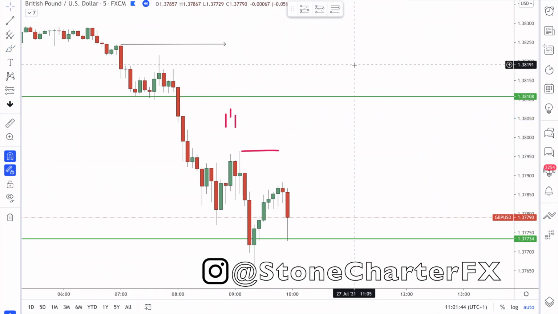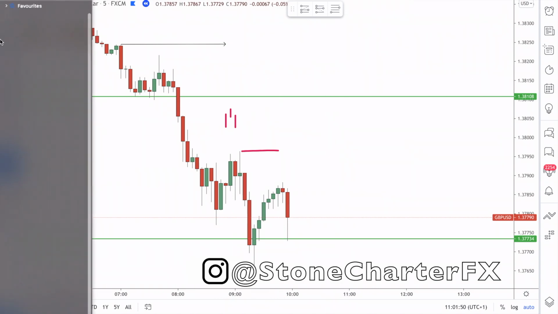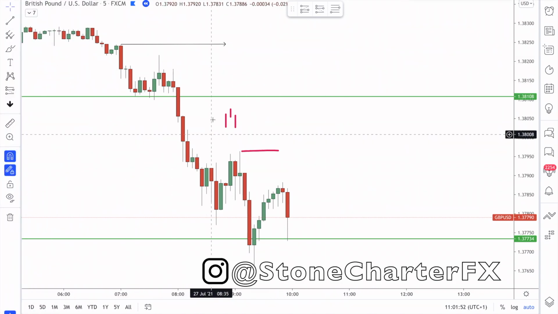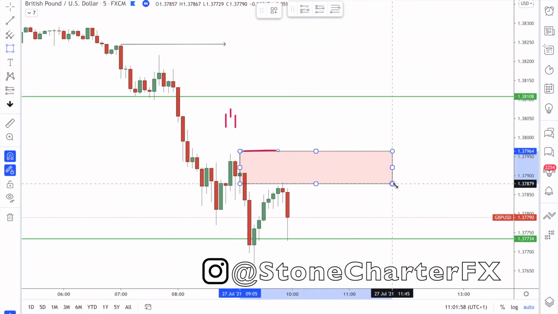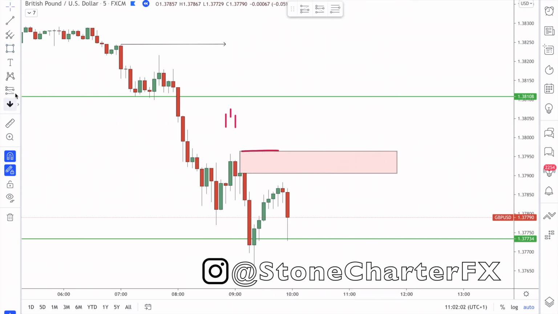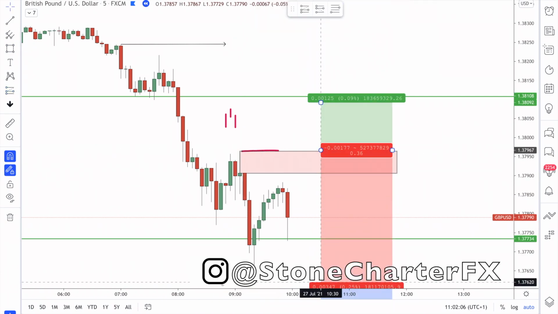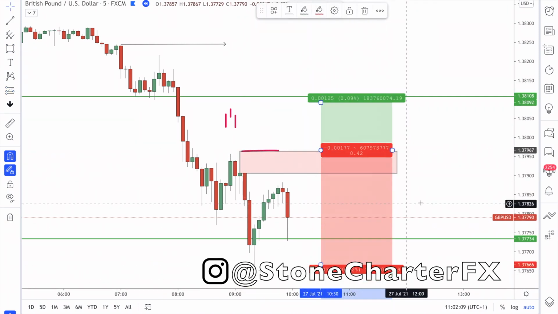So guys, I'm trying to keep this very simple in terms of how to do it, but what we're looking for is a break here. The most important thing is a break of this high, which I'm marking out. And then what I like to do is do this.